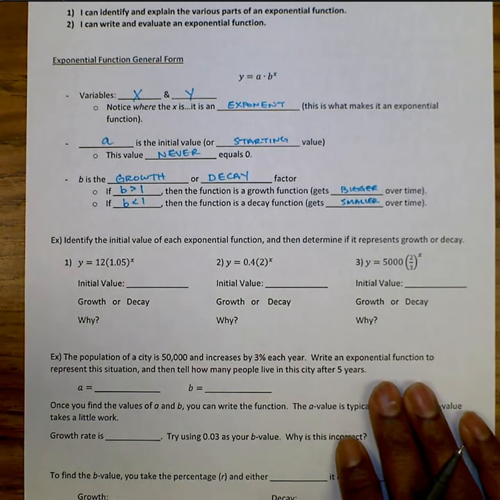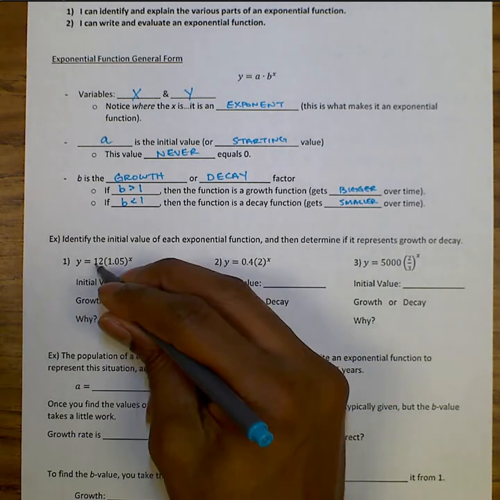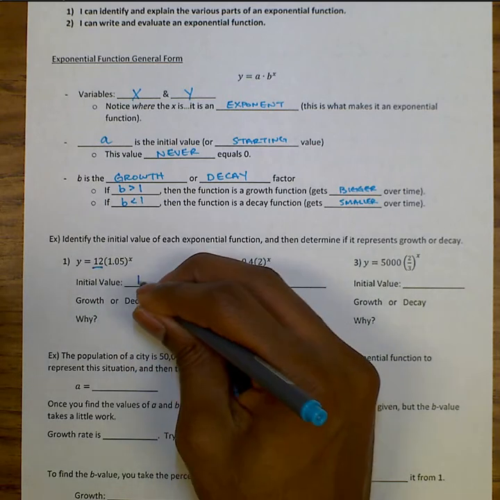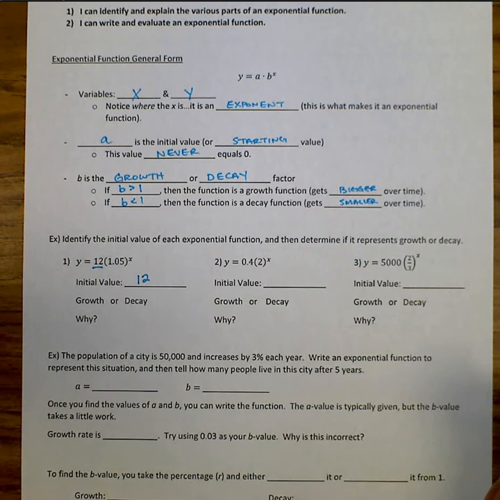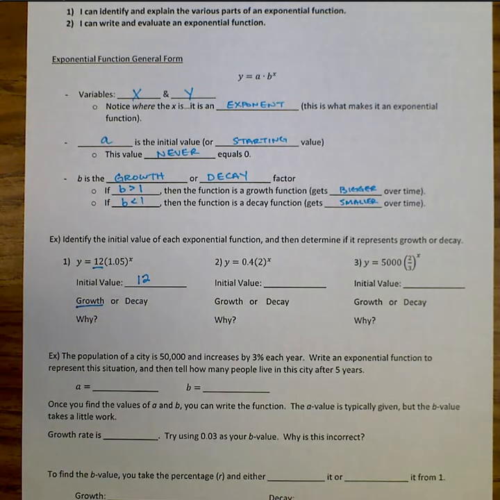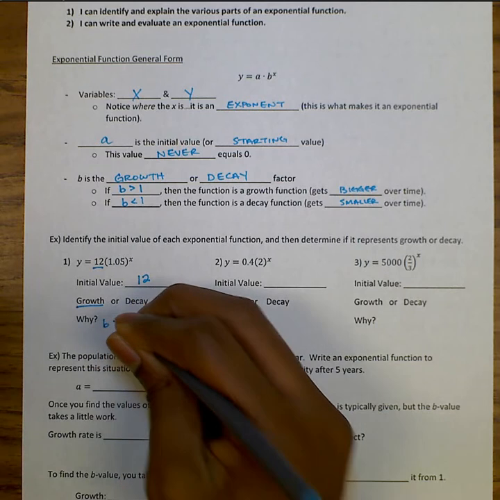Okay, so as we look at these problems here, we have y equals 12 times 1.05 to the x. The initial value is 12. We can tell because this is a number that doesn't have the variable by it. This is a growth function because b is greater than 1.